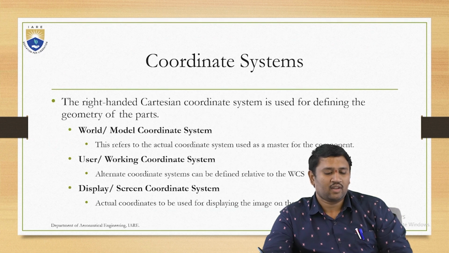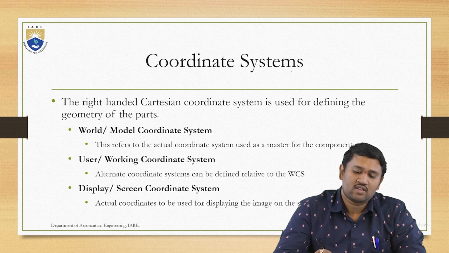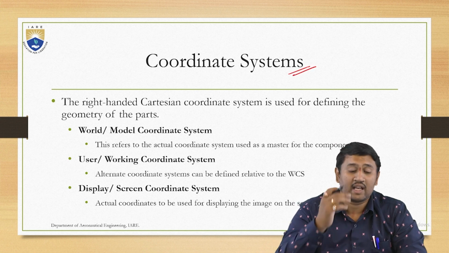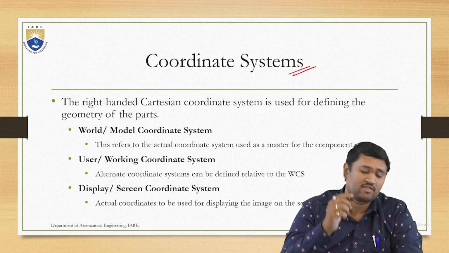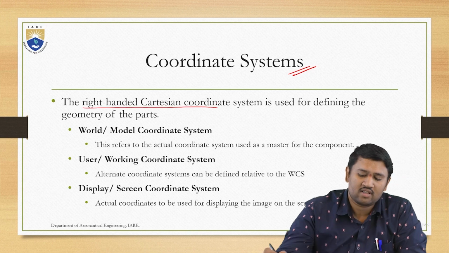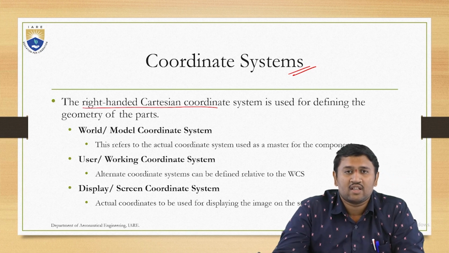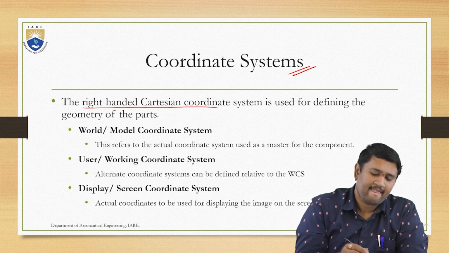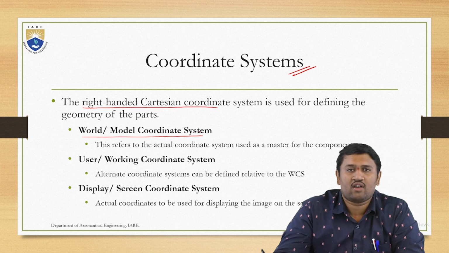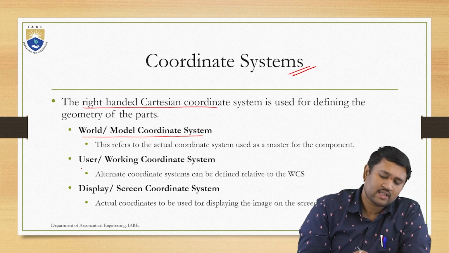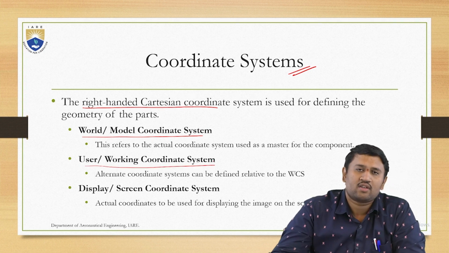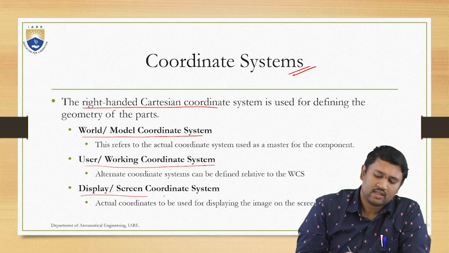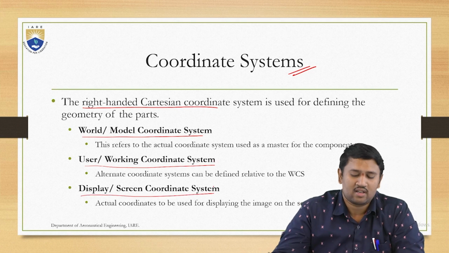Now, coordinate systems for your geometry. For every system, what will we be using? We'll be using a right-handed Cartesian coordinate system, which is used for defining geometric parts. In this, basically, any designer would be using three types of coordinate systems. First is your world or model coordinate system. Second is your user or working coordinate system. Third is your display or screen coordinate system.